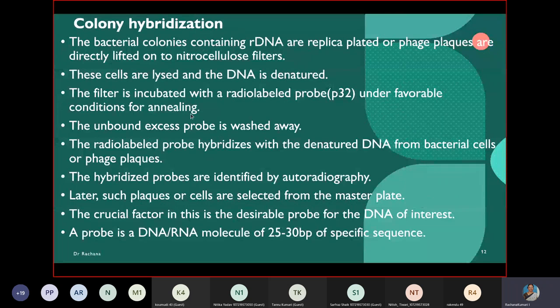So this was done, I think, when I talked about the selection method. Do you remember the selection method? The bacterial colonies containing the recombinant DNA are replica plated. The diagram which I just started today, this is the explanation for that. You want me to repeat this?